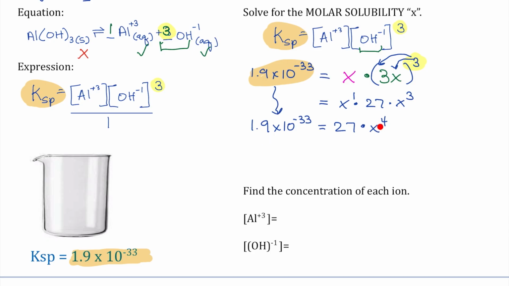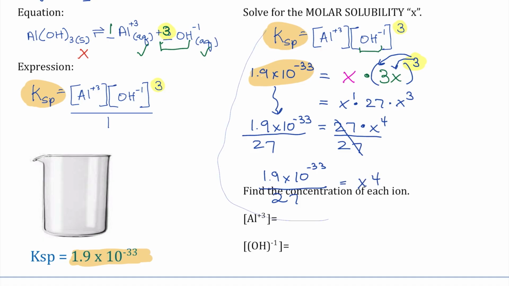I need to get x by itself. The 27 is farther away, so I need to divide both sides by 27. And once I divide by 27, now I have this 1.9 times 10 to the negative 33 divided by 27. That equals x to the 4th.